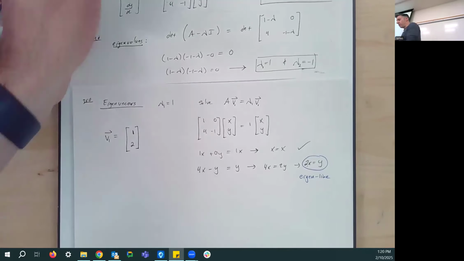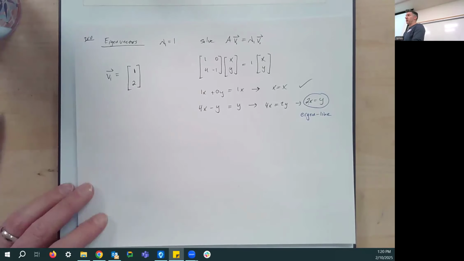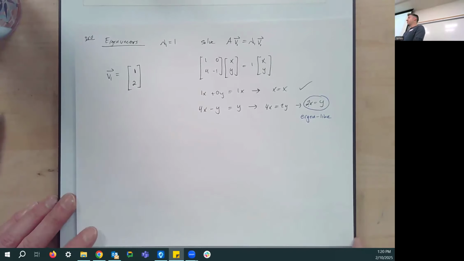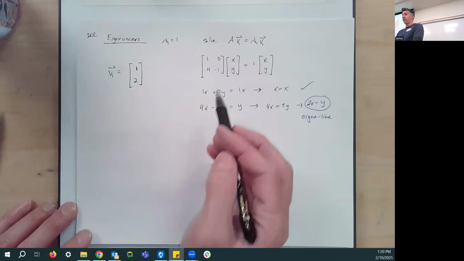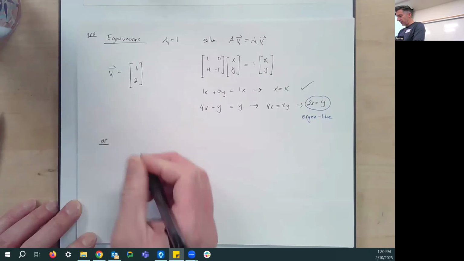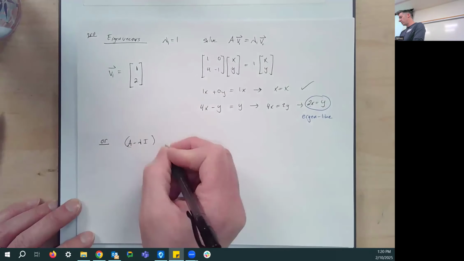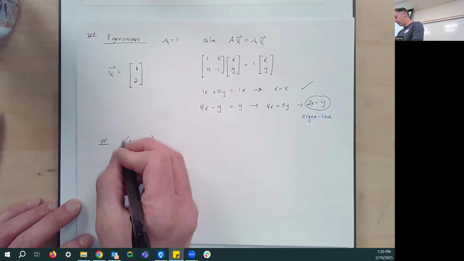Okay, let's find the other one. Did he talk about which way he wanted you to solve for eigenvectors, or did he even talk about it at all? Either way is fine. And again, I'm saying either way, meaning you can either do it like this, or I guess I'll do it the other way. You can do it as A minus lambda I times. Oh, I really don't want to do it this way this time, though. So I'm not going to. That's a lie. It's a big lie.